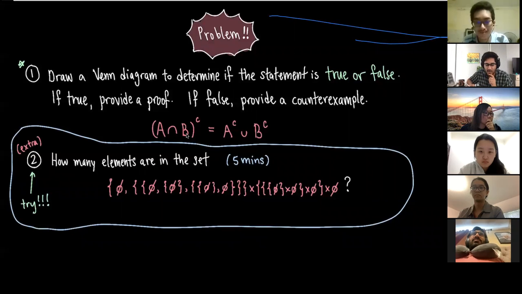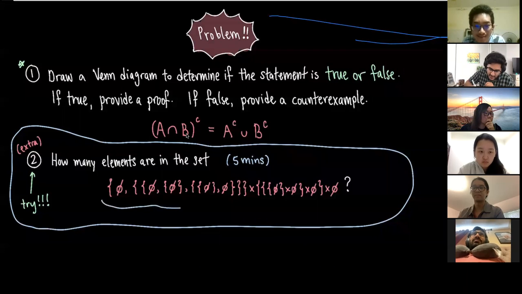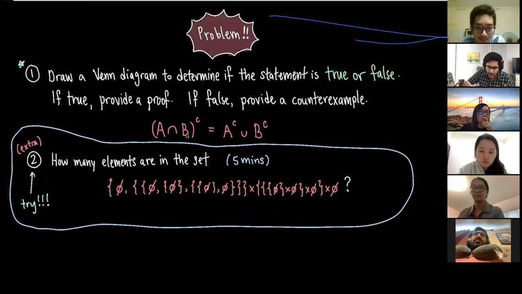Okay, people. So how many elements are in this set? And you're going to like this problem. It's a big, crazy thing. I don't want to say much about it. Just look at this. One thing I should point out though is that there's a Cartesian product. There's one here and here. There's a lot of them.